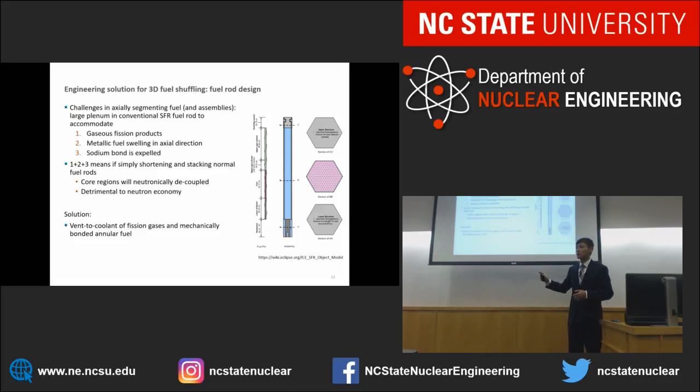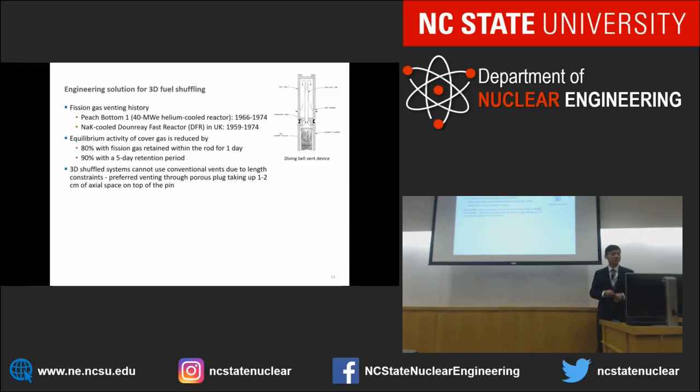So we want to remove this large plenum. We want to implement direct venting of the fission product into the coolant, the sodium, and we want to use mechanically bonded annular fuel. Direct venting of the fission product is not something crazy. There have been successful cases for this. For example, Peach Bottom 1, which is a gas-cooled reactor, used direct venting. A Magnox-cooled reactor in the UK has been using direct venting of the fission products before.